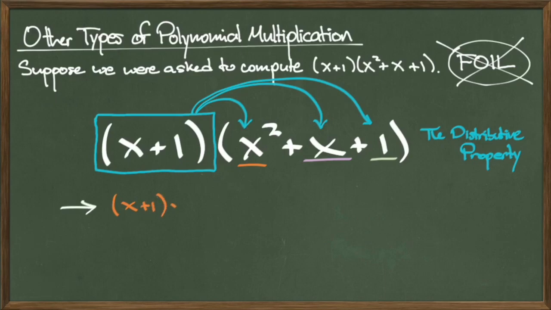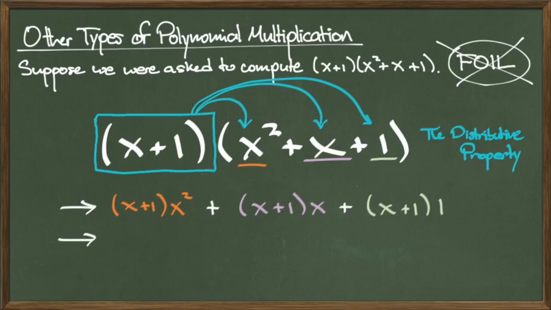So, take the quantity x plus 1 and multiply it by the first term, x squared. Next, take the quantity x plus 1 and multiply it by the second term, x. And then third, take the quantity x plus 1 and multiply it by the third term, 1. We can't add everything together just yet. We still have some more distribution to do.